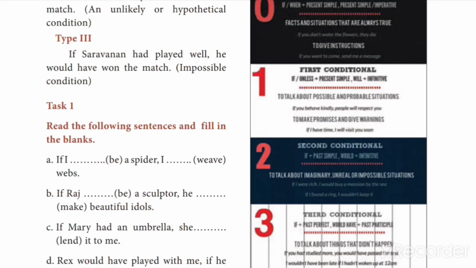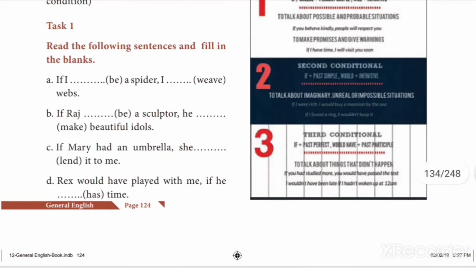And now we are going to the third conditional. Its combination is if plus past perfect and would have past participle. This is to talk about things that did not happen. Example is, if you had studied more, you would have passed the test. And another example is, I would not have been late if I had not woken up at 12 a.m. So these are the things given on the right side as examples as well as explanation.